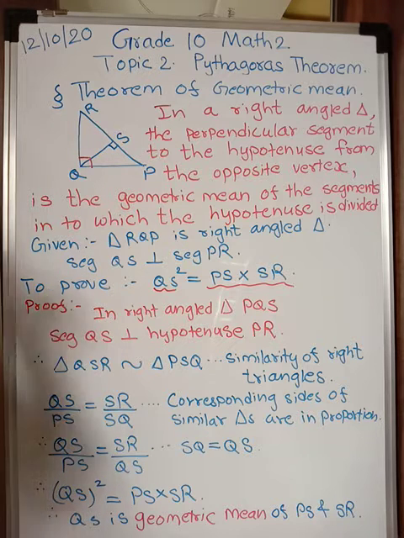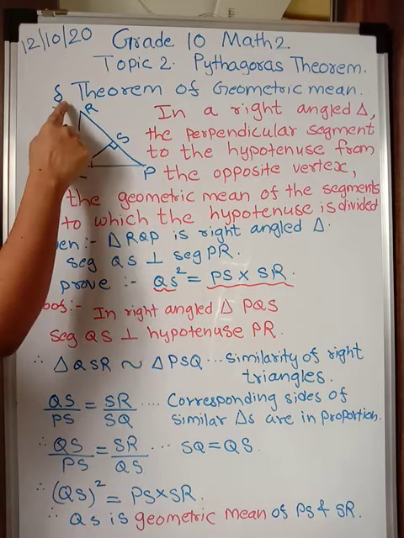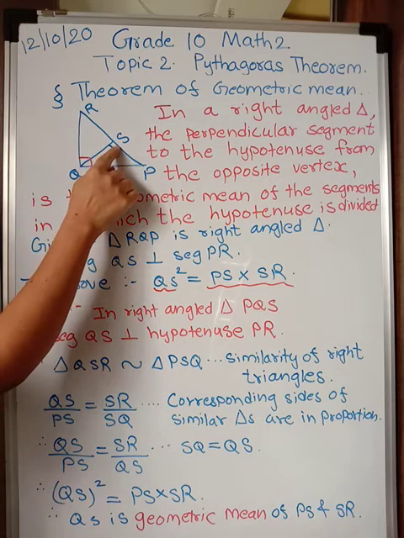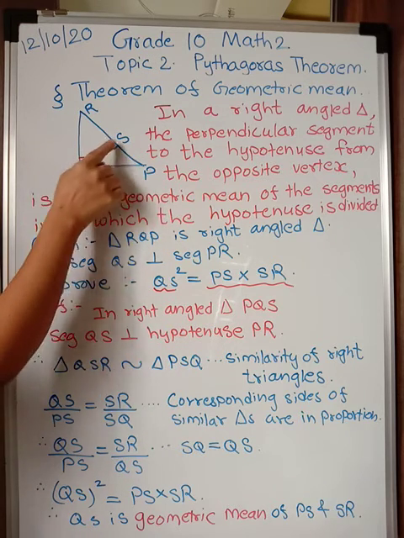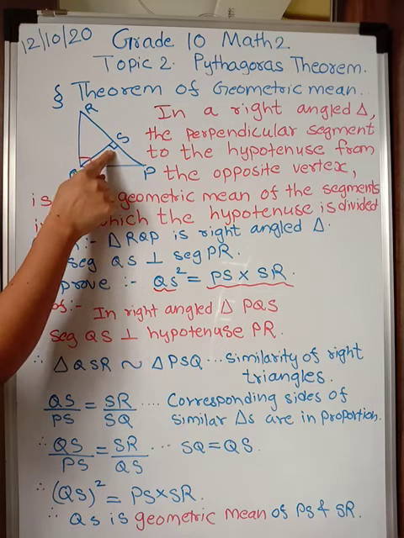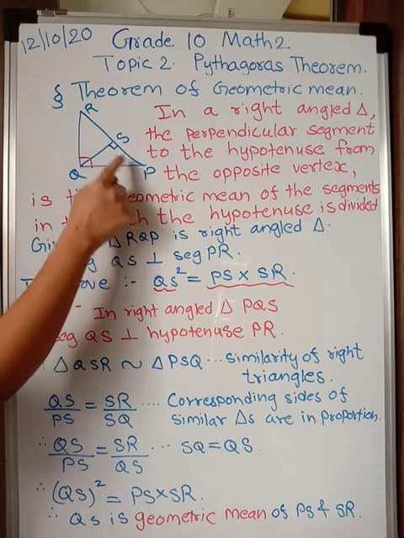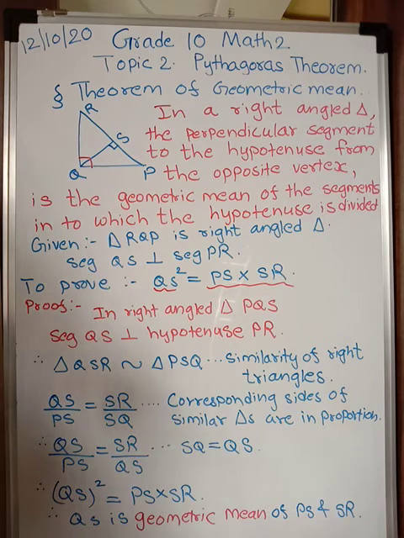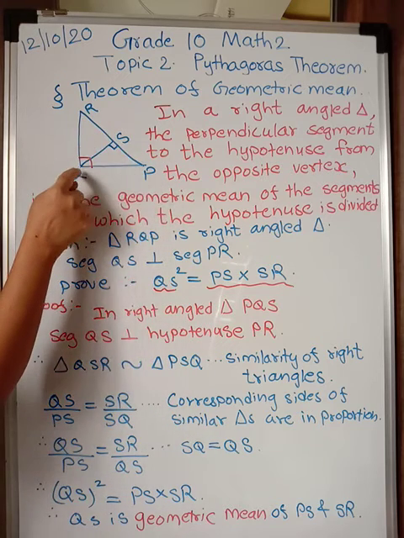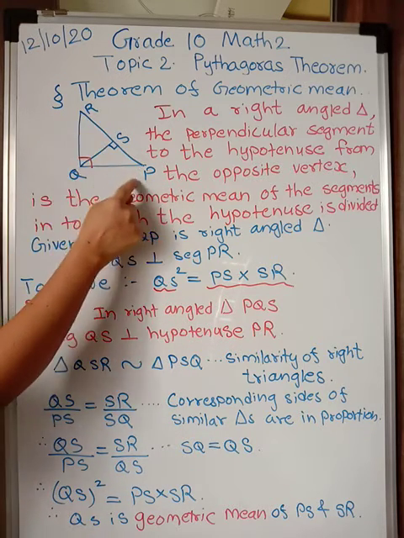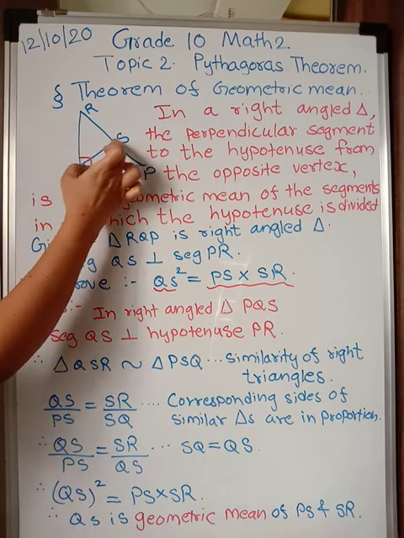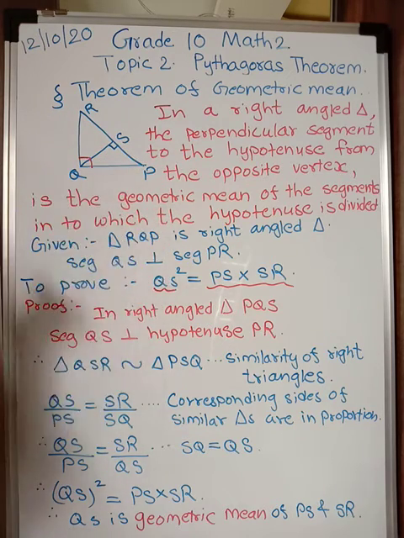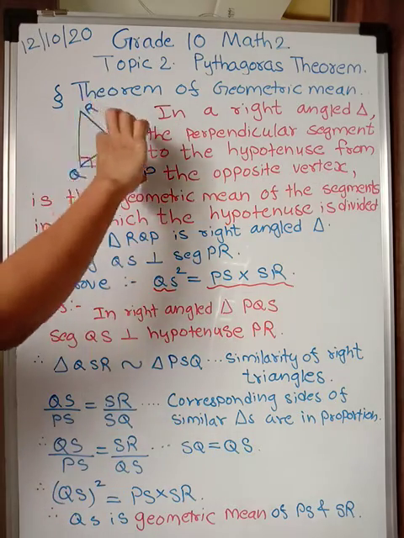Are you understanding me? Now, theorem of geometric mean. In a right angle triangle, the perpendicular segment which is drawn to the hypotenuse is QS. See, QS is perpendicular, so here I have shown 90 degree. From the opposite vertex, this is Q. Q is opposite vertex of hypotenuse PR. Then this segment is geometric mean of the segments into which hypotenuse is divided.